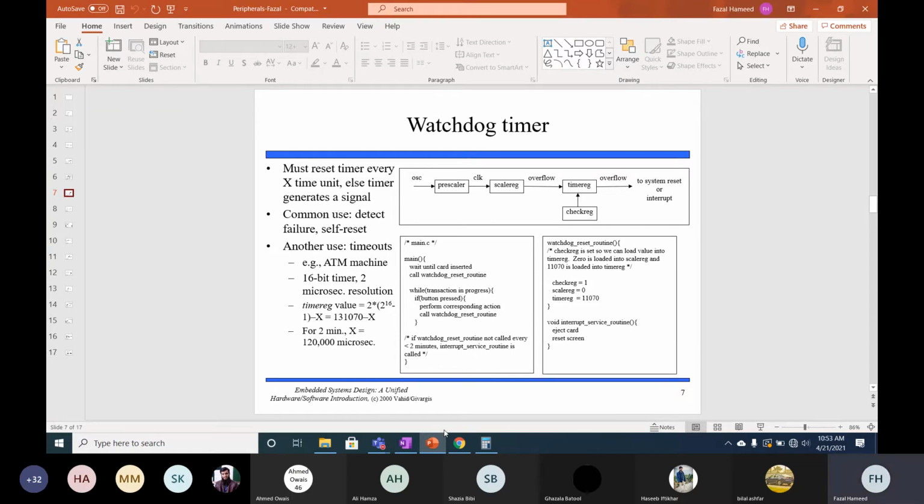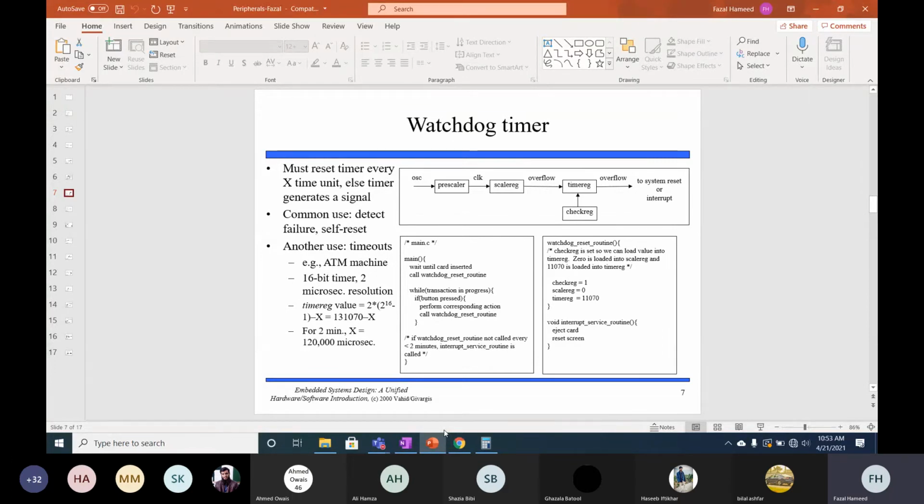Did you understand or not? If after 2 minutes, you can also use a watchdog timer in that scenario. It should reset the timer every X time units, else the timer generates a signal, and it is used to detect failure as self-reset. So that's the advantage of a watchdog timer.